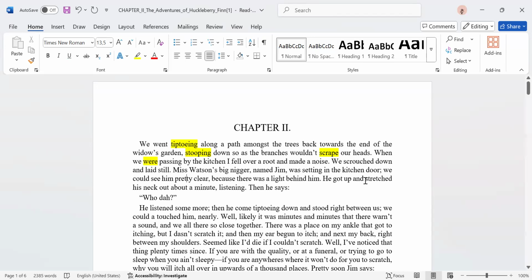Okay. So I don't think I have any unique vocabulary here. I hope that's clear, but if not, you can point it out and I will try explaining it again. So we scratch down and laid still. Scratch down here, I think it's scratch here.